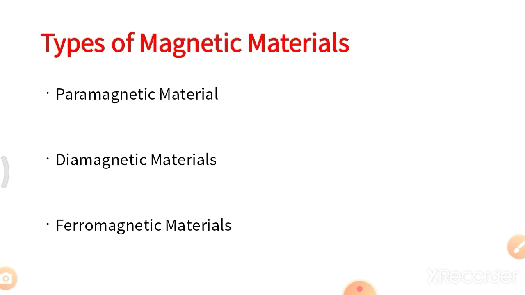Second material is diamagnetic material. The material which is weakly magnetized when it is placed in magnetic field. The example of diamagnetic material is silver, wood, etc. The diamagnetic materials have very little or no applications in electrical engineering. The relative permeability of diamagnetic material is very small, or it is less than 1.